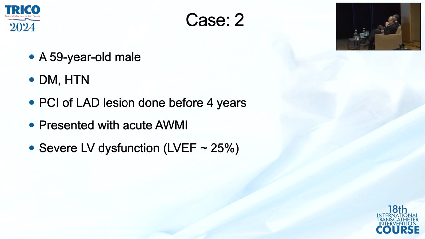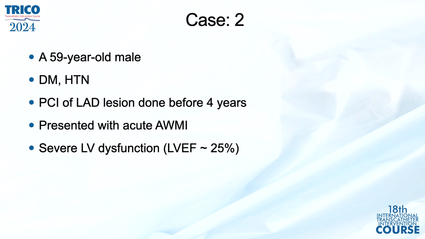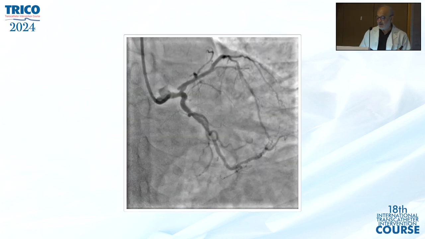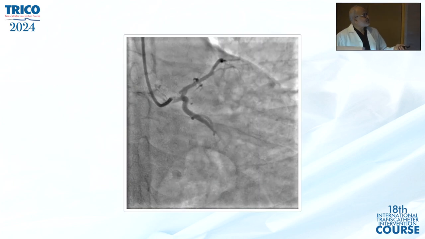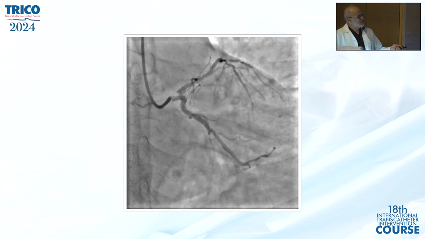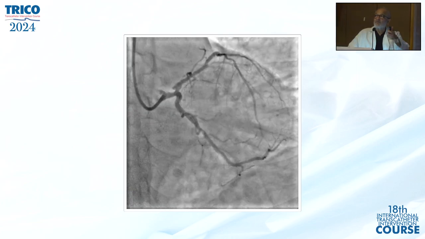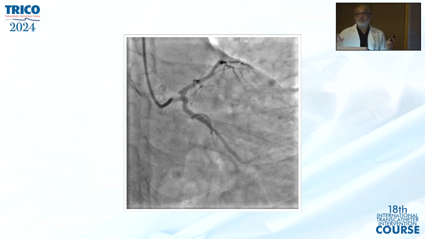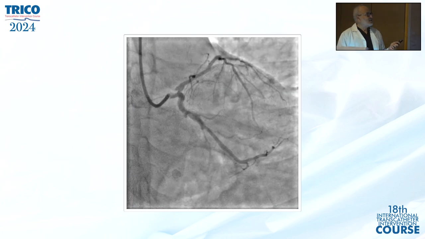This is another case. A 59-year-old gentleman, diabetes, hypertension, LAD PCI done 4 years before, and presented with anterior wall MI. Very, very interesting case, severe LV dysfunction. MI before 4 years, LAD stent before 4 years, presented with acute anterior wall MI and severe LV dysfunction. And this is the picture. Now, what is the differential diagnosis of this picture? That's what you should think. Before doing imaging, first thing you have to interpret your angio properly. What do you think?